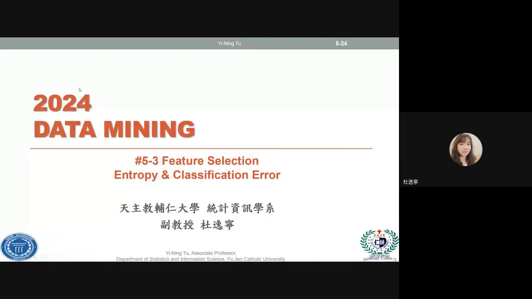So today we will introduce another index. Last time we introduced the Gini index, right? So today we will introduce another, we call it entropy. Entropy is a very popular index.